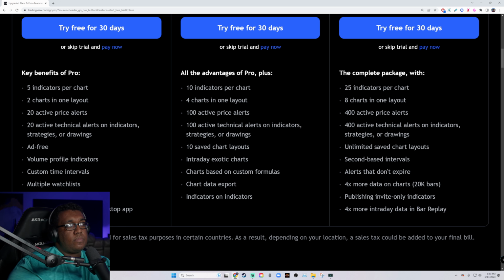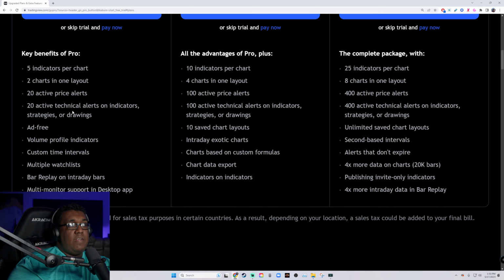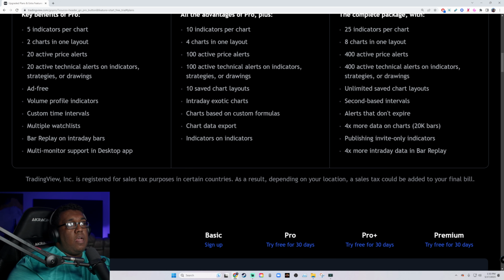You can have 20 active price alerts. So if you want to have an alert for whatever reason that the price hit this target, you can be alerted. You could have 20 of those alerts going on. Ad free is important. 20 active technical alerts on indicators, strategies, and drawings. So these are basically alerts based off of indicators. So if the price crosses above a moving average, you can have an alert for that, but you can have 20 alerts, okay? I have never used 20 alerts at once. I have never used 20 active price alerts at once. Never had it. Volume profile indicators, those are pretty nice.